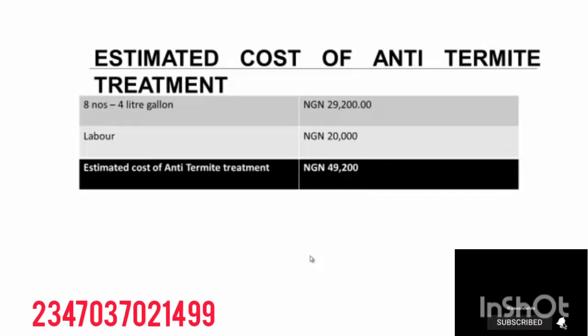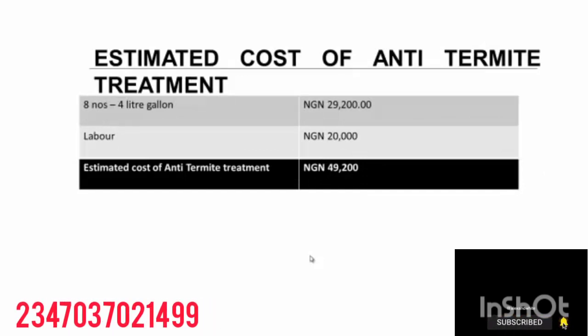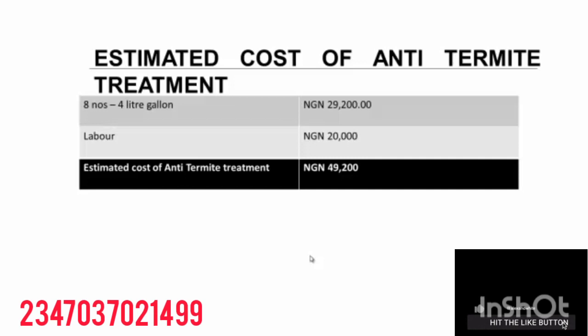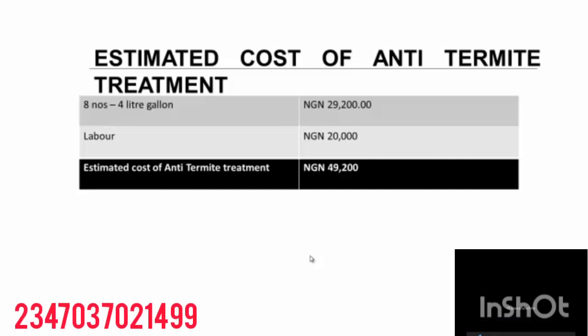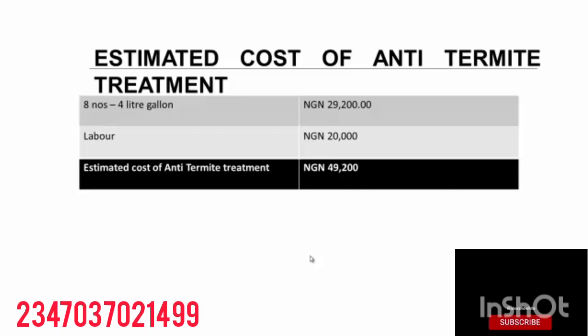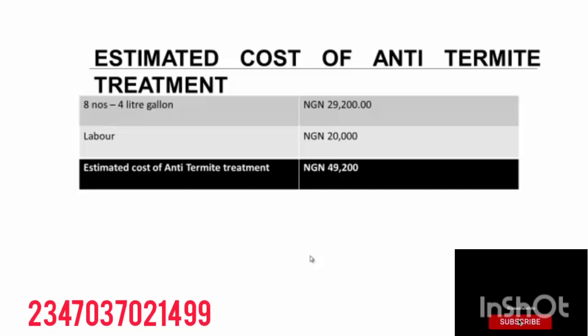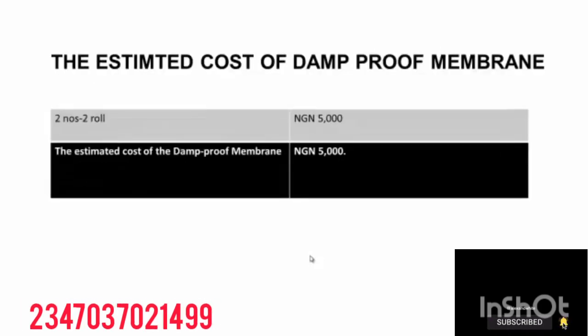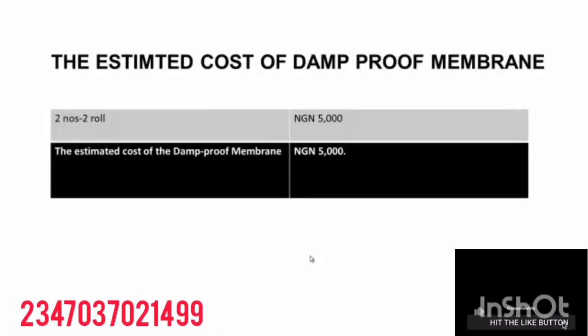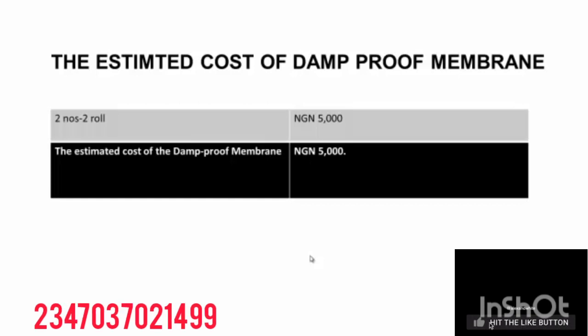Okay, estimate cost of termite treatment. What I have here is about 29,200, 20,000, 49,200. Note that all the prices I'm adding here are an estimate. It can be lower than this, at the same time can be higher than this. Okay, let's move on. The estimate cost of damp-proof membrane I had about 5,000 naira here.